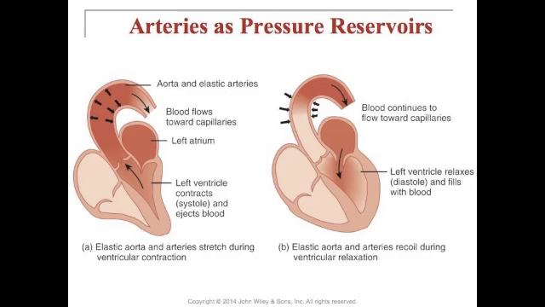This is figure 21.2 on page 774. And this shows the recoil of arteries that keeps blood flowing during ventricular relaxation. So there at letter A, the elastic aorta and arteries stretch during ventricular contraction. And then at B, the elastic aorta and arteries recoil during ventricular relaxation.